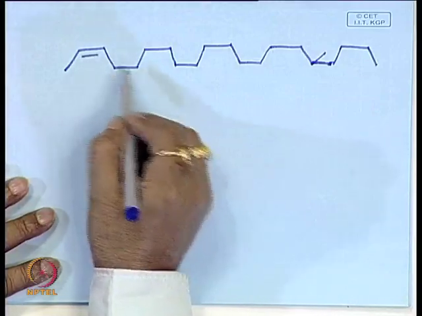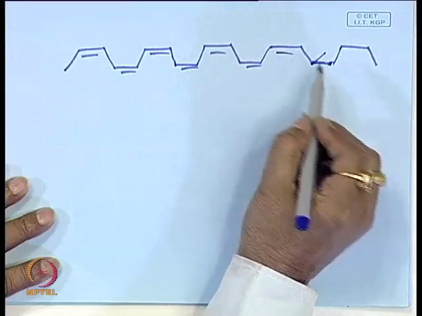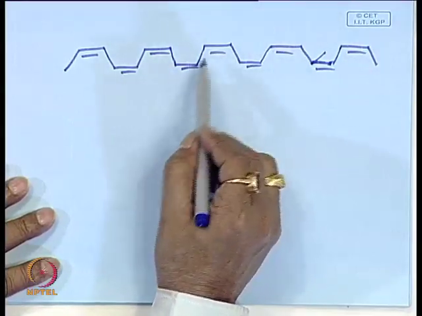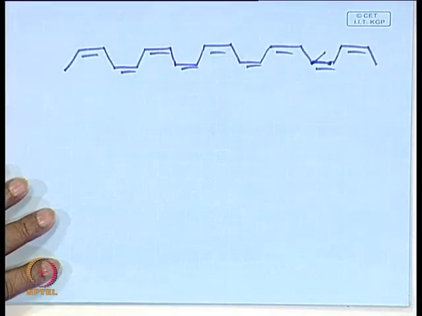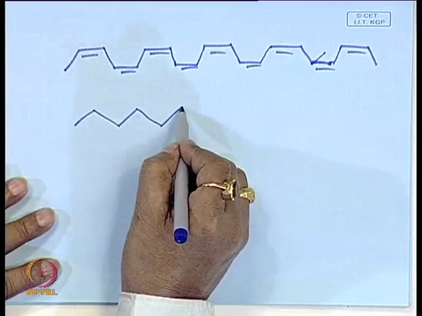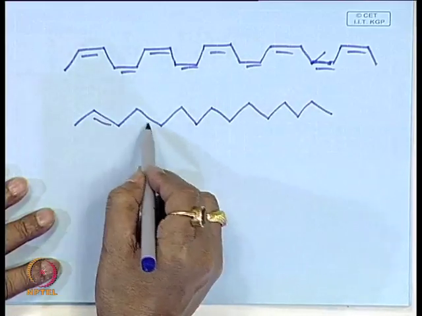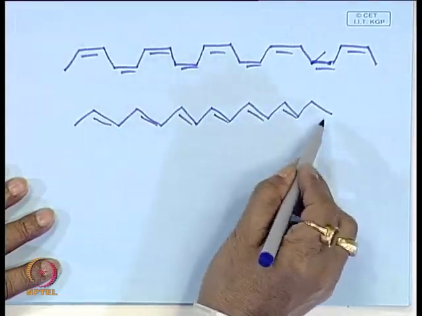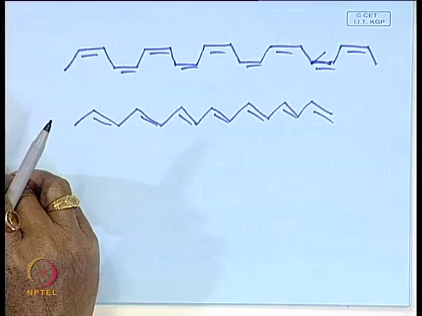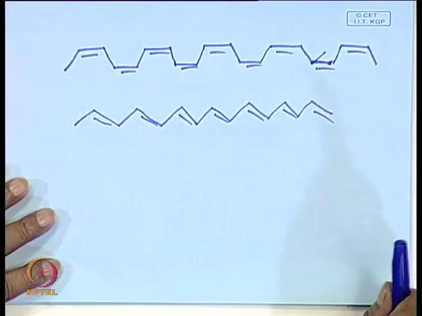You can place the double bond either here or here like this. This is the cis form, and trans form. You practice at home.